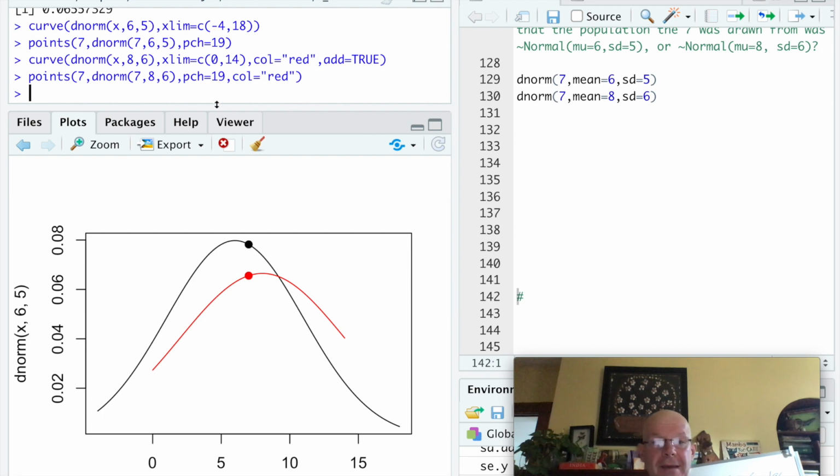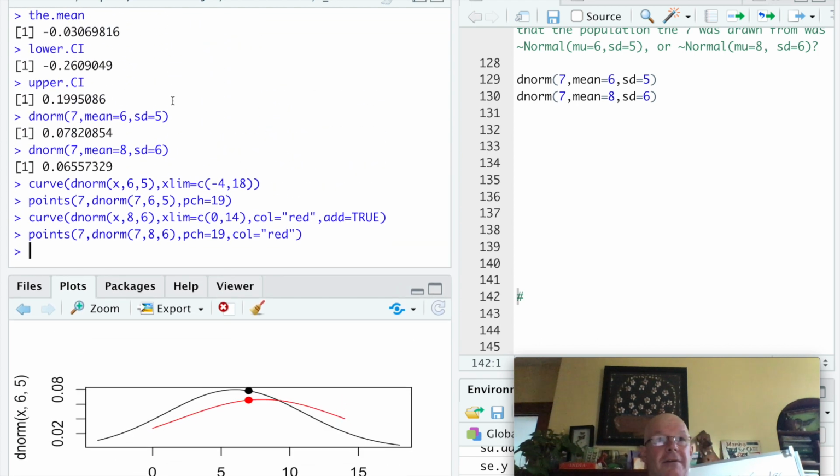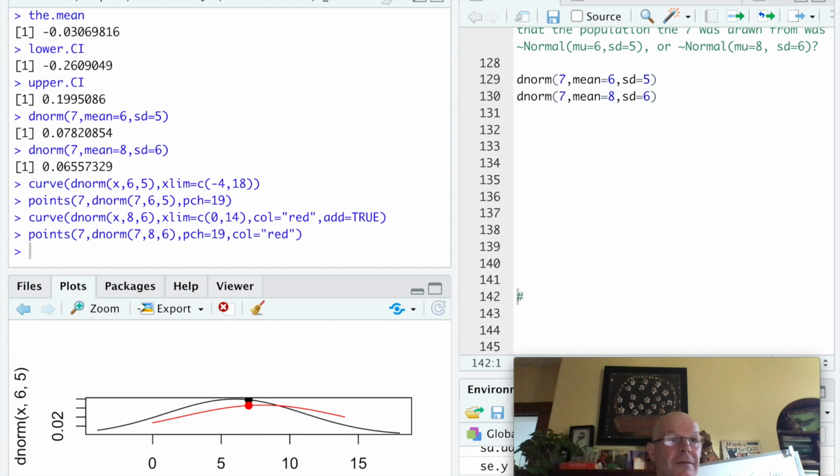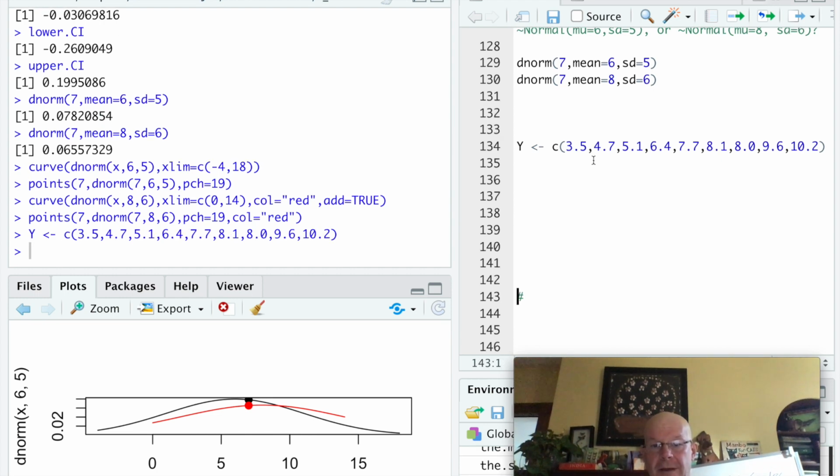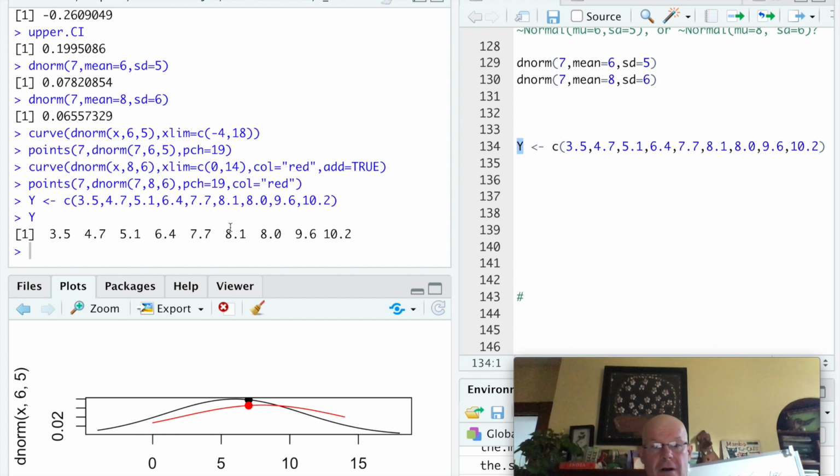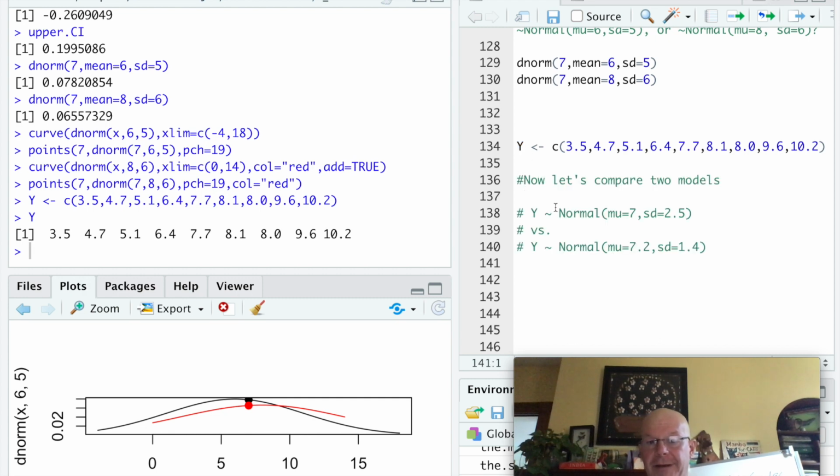And we could do the same thing if we wanted to. Let's say that this is our sample. Okay. And here's our sample, all those values. And now we can compare two models. So now we're already starting to compare models, and we haven't even really built a model yet because we're using somebody else's model. That model is the normal distribution.